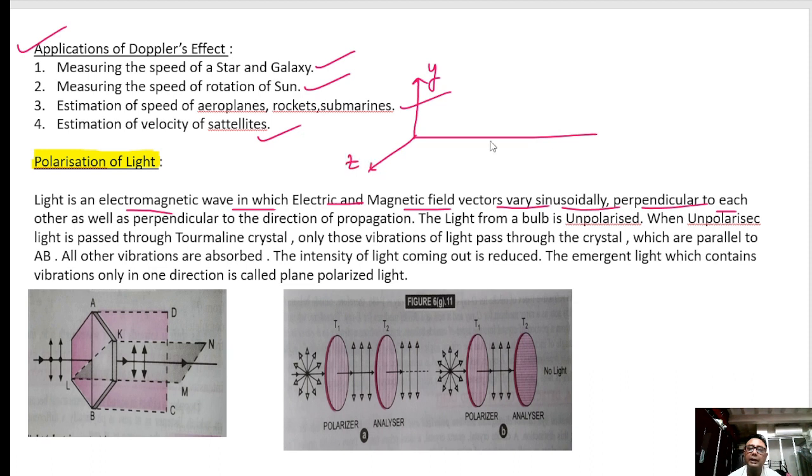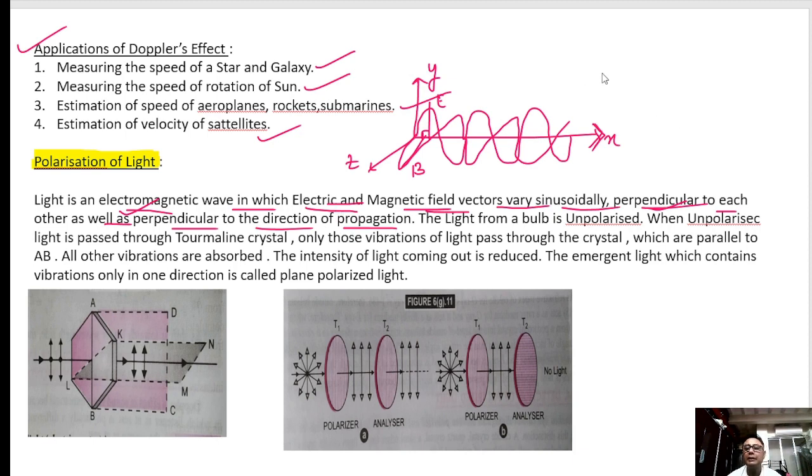Y-axis, z-axis, x-axis. So electric field and magnetic field will be like this. Okay, so electric field is like this, magnetic field is like this. They are perpendicular to each other and also perpendicular to the wave direction. So that is the electromagnetic wave. That means the electric field and magnetic field are perpendicular to each other as well as perpendicular to the direction of propagation of the light.